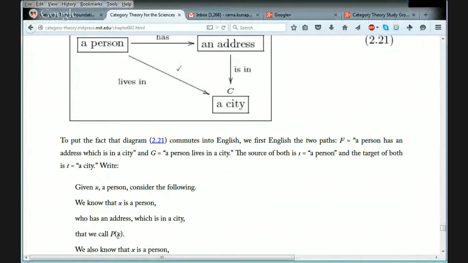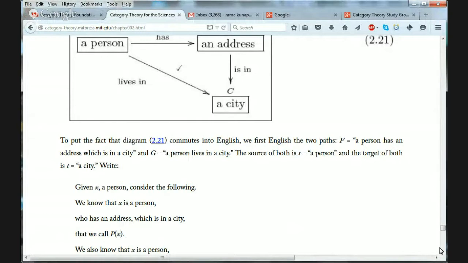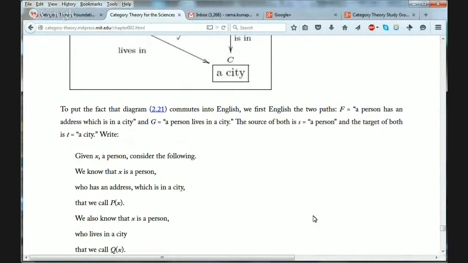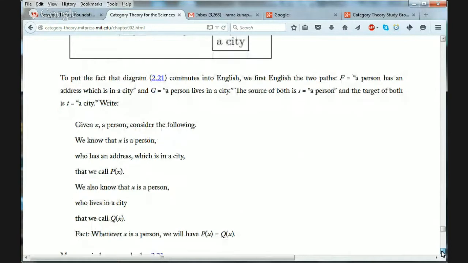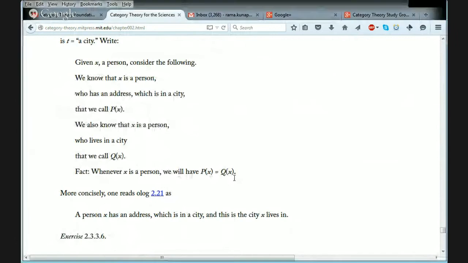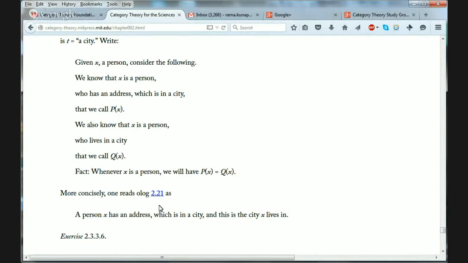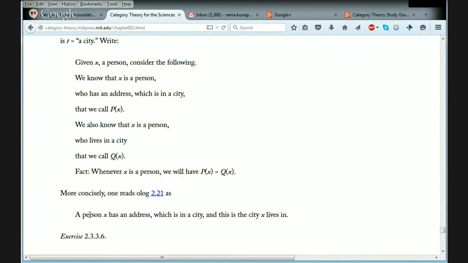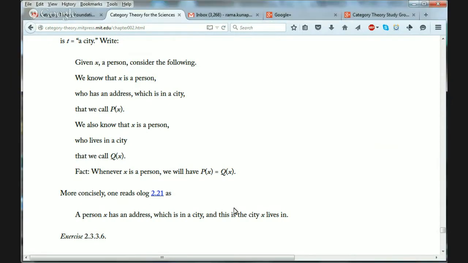Then we call it p of x, which is like a proposition, saying a person lives in a city, has an address that's in a city. And we also know the same person x lives in a city, so we call it q of x. Because this diagram is commuting, we have the fact that whenever x is a person, the proposition p of x is equal to q of x. I call it a proposition, we can call it a function, whatever it is, basically. But when you translate the whole Olog into English, it comes out like: the person x has an address which is in a city, and the city x lives in.